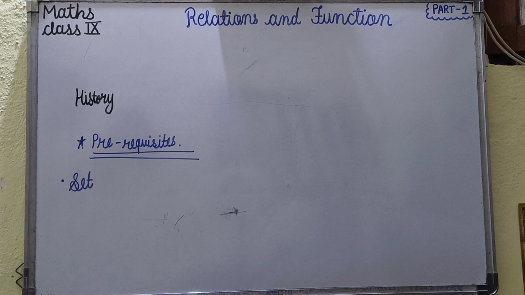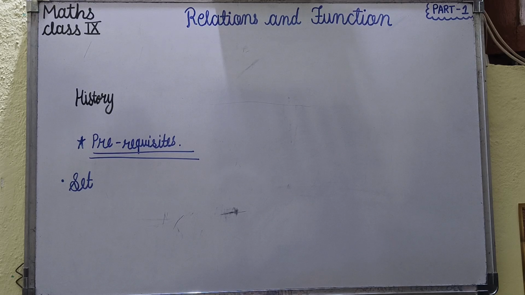Now, the definition of set. A set is a collection of well-defined and distinct objects. The word distinct means that the objects must be different from one another, that is, the objects should not be repeated. I'll repeat: a set is a collection of well-defined and distinct objects. The word distinct means that the objects must be different from one another, that is, the objects should not be repeated. The objects of a set are called elements.